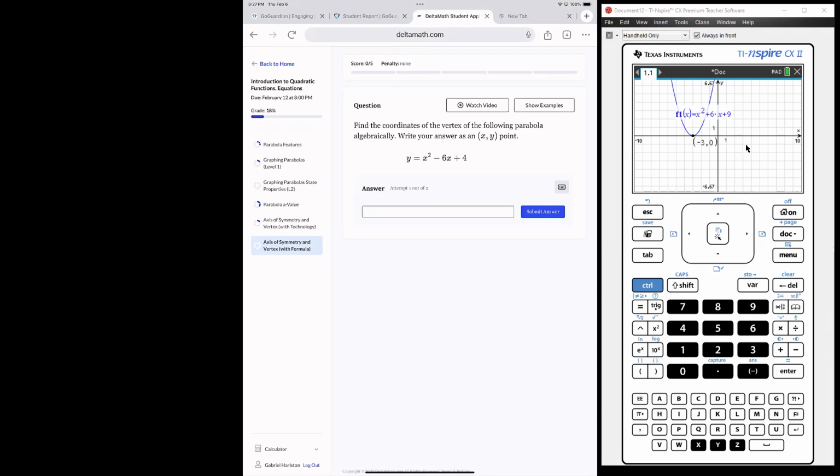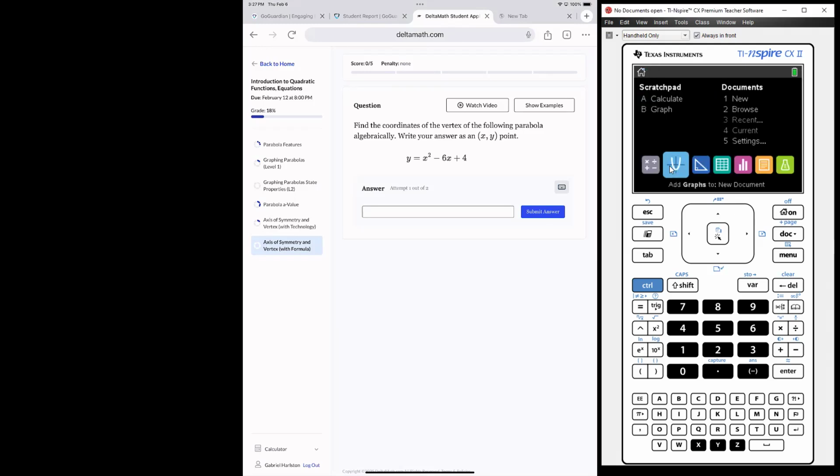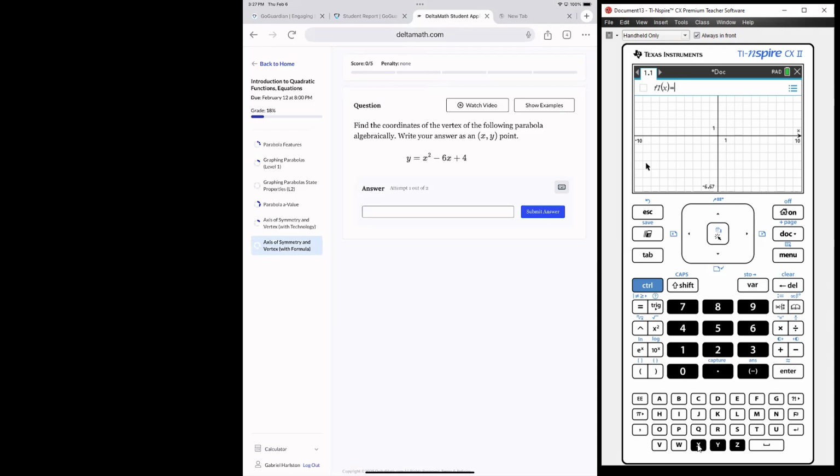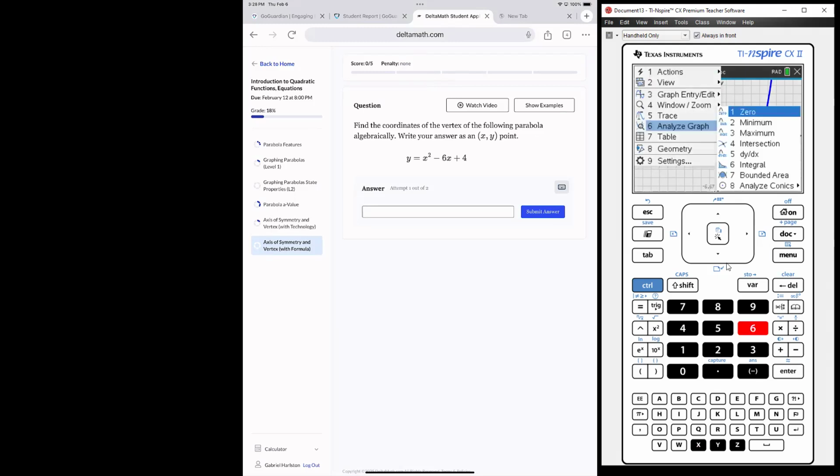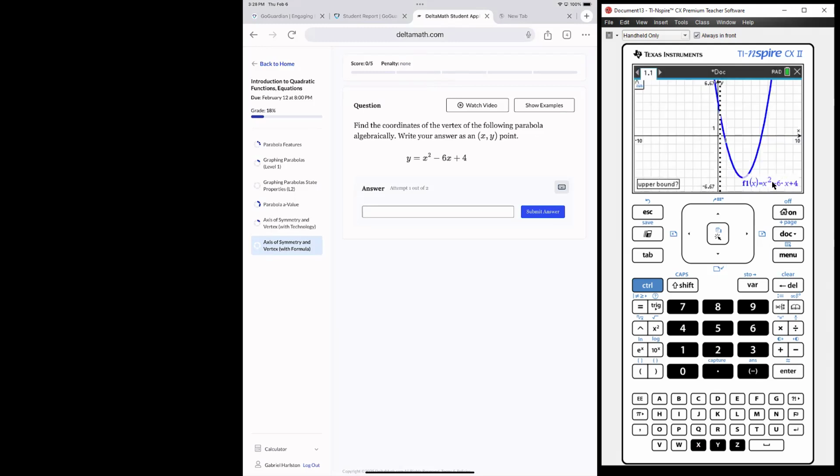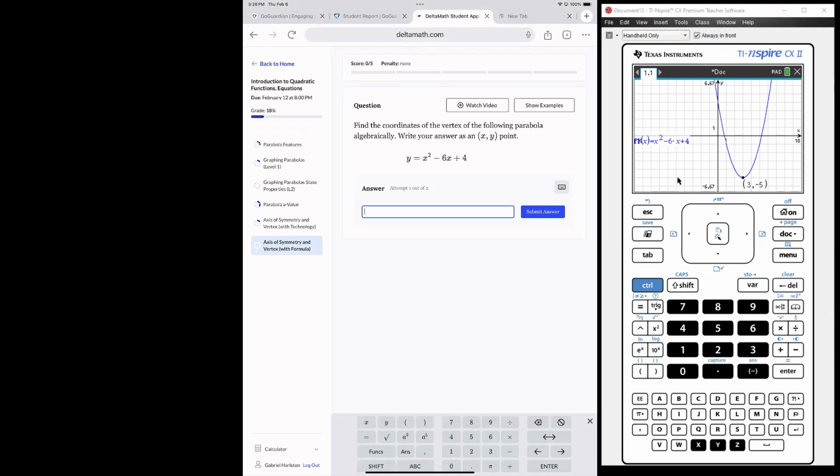And then I am going to graph. This is x squared. And we have minus 6x and then plus 4. Press enter. All right, so we are looking for the vertex. So let's go menu 62. Start on the left, pull it to the right. And it says that the vertex is 3, 5. So I'm going to come here and I'm going to put 3, comma, 5.